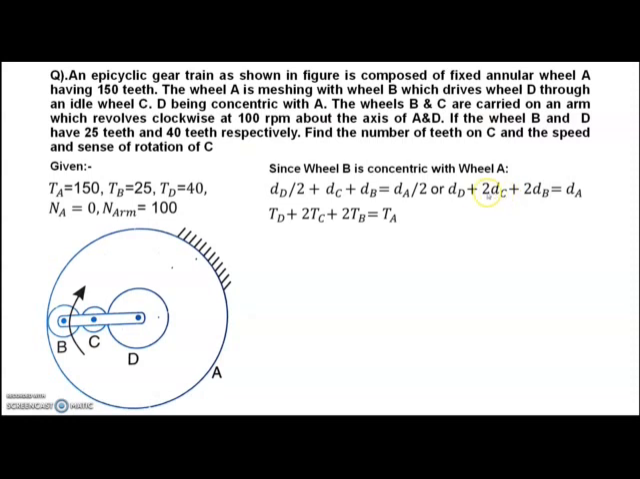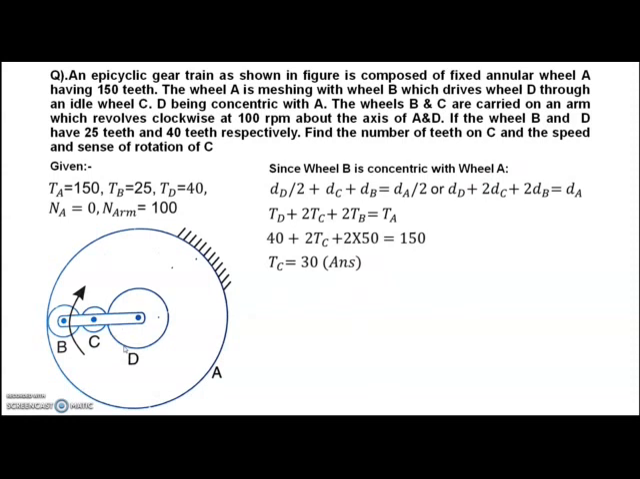So we can write T in place of d. So TD plus 2TC plus 2TB is equal to TA. Here the number of teeth of D, B and A we know, so we can simply find the number of teeth of C, which is equal to 30. That is the first answer. Simple. Now we have to find the speed of C.